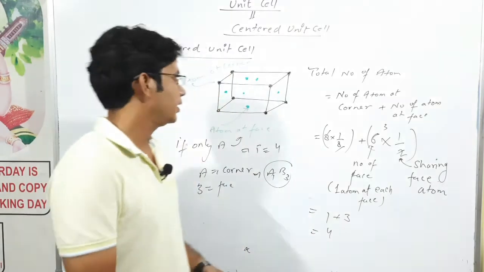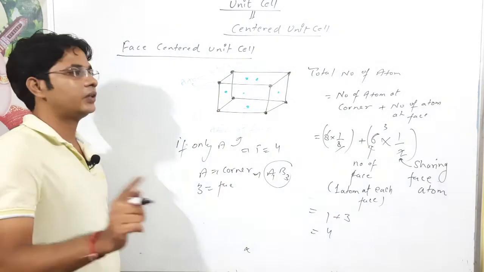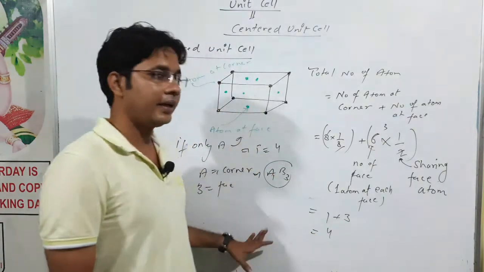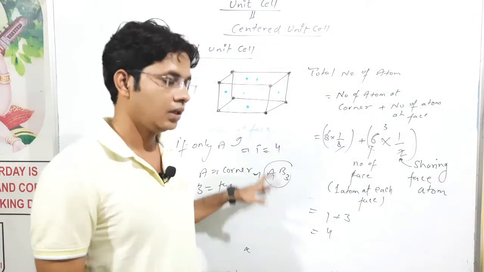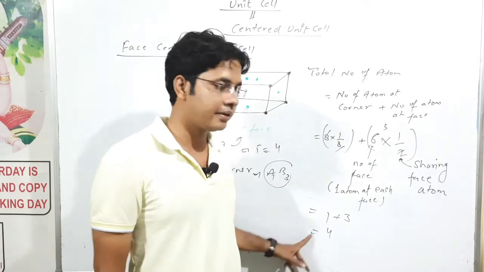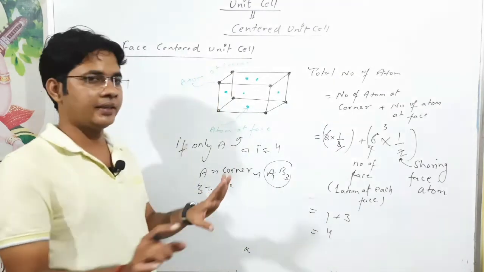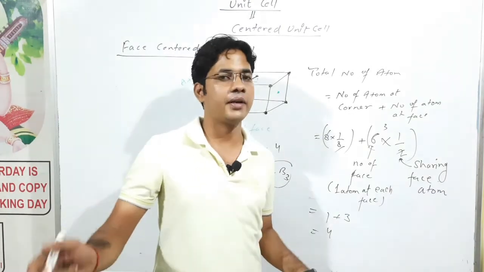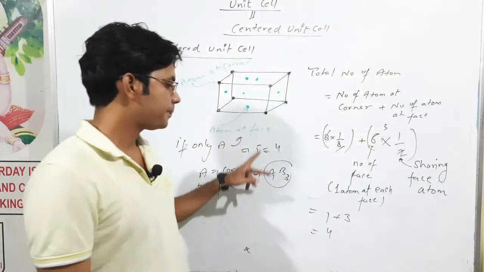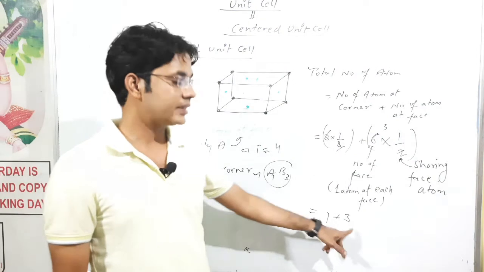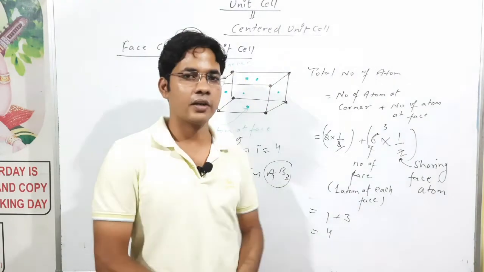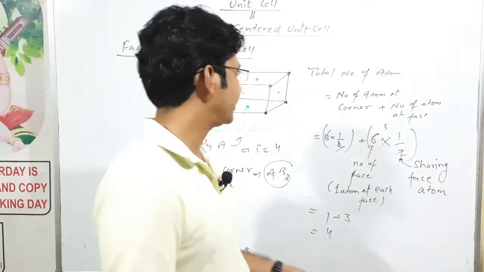Okay. So for a 1 mark question, if the board asks how many atoms are present in a face centered unit cell, then it will be 4. But if the question distinguishes between the number of atoms at the corner and at the face, then it will be 1 plus 3. 3 denotes the face and 1 denotes the corner. This is for the face centered unit cell.